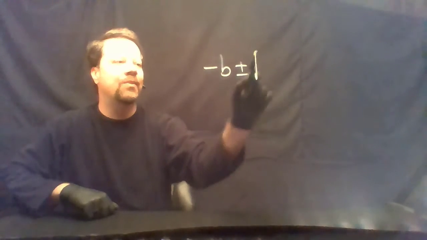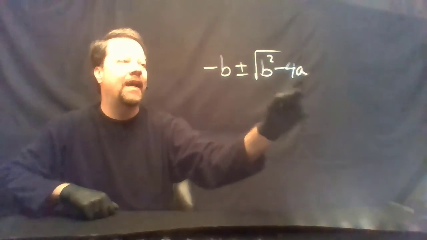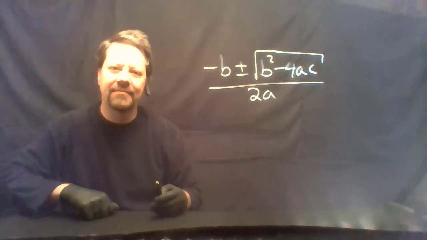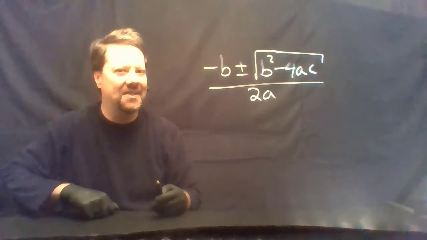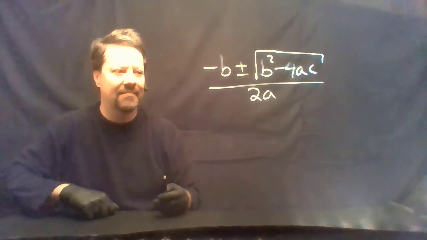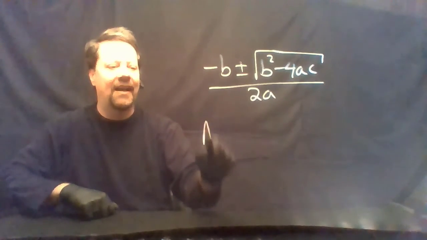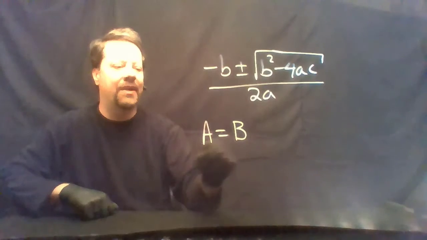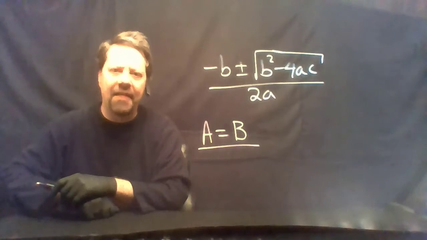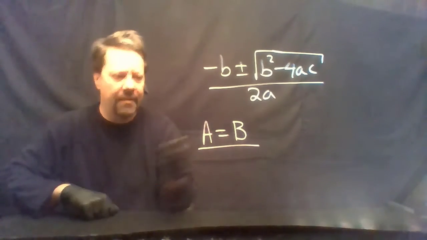Let me ask you, is minus b plus or minus square root b squared minus 4ac all over 2a an equation? The answer is no. There's no equal sign. Where's the equal sign? An equation is two expressions separated by an equal sign. In this sense, every equation is an assertion of truth. This is that.